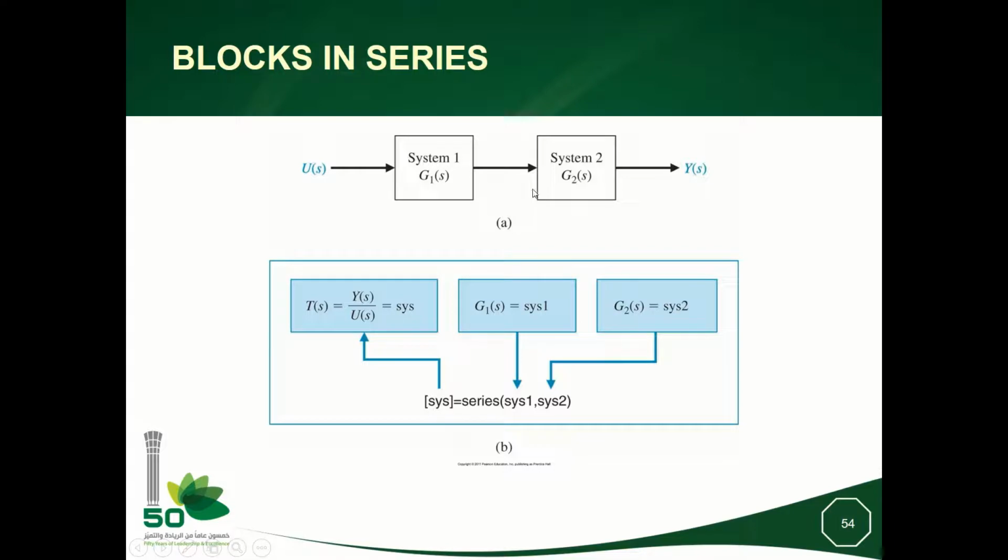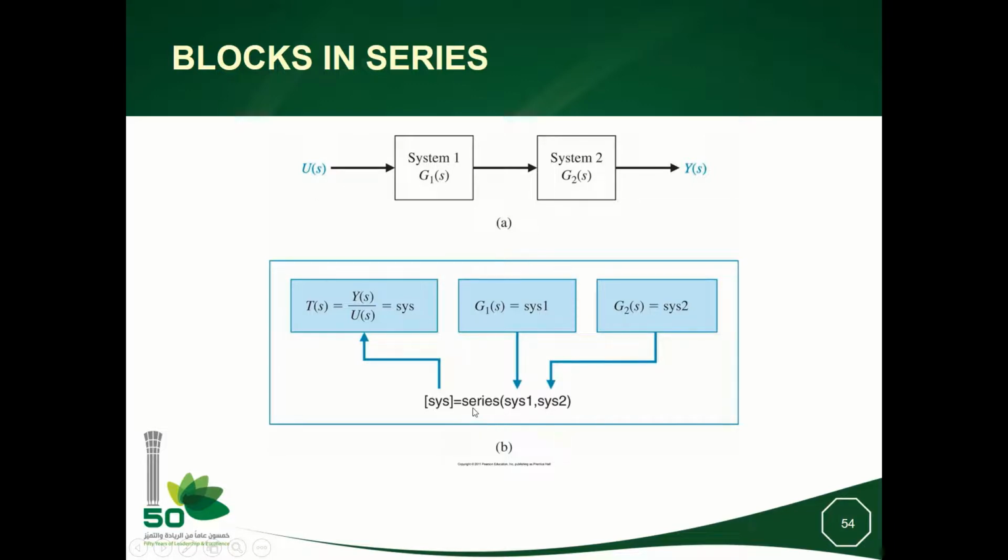If you have two systems in series like this, okay, I can evaluate the equivalent system here, which will be the product, because we know that an output here will be the product of U times G1. And an output Y here is this input, which is here, times G2. It means I will have G1 times G2 times U. And at the end, the Y will be G1 times G2 times U.